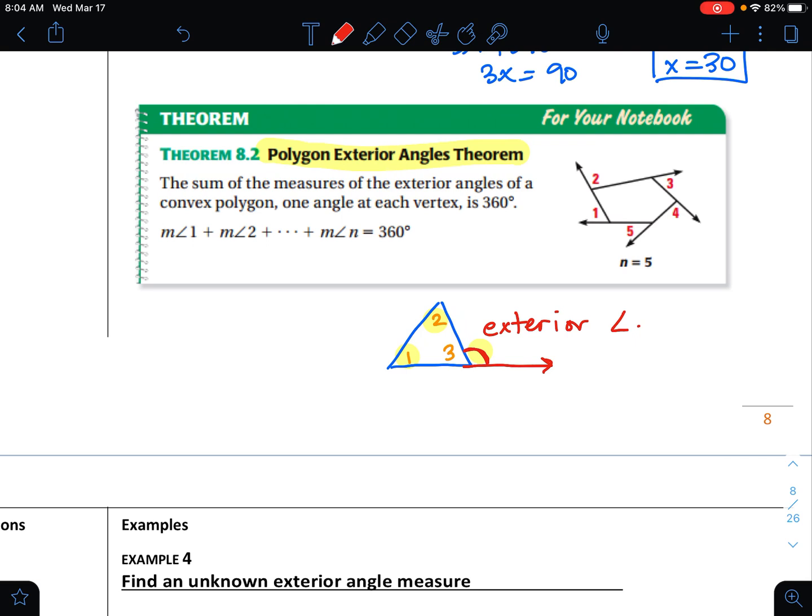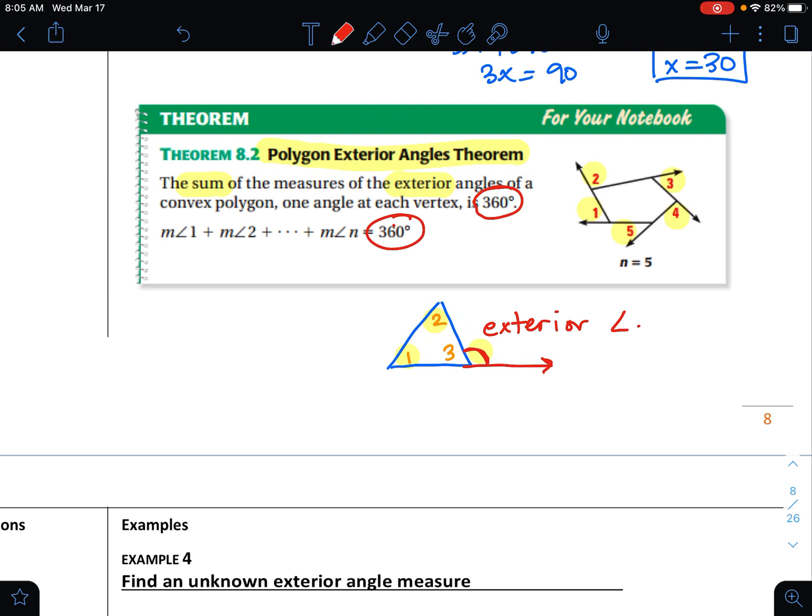Now we're going to talk about polygons, so any number of sides. Okay, so we've got several exterior angles here. So for every interior angle, there is an exterior angle. So the polygon exterior angles theorem says that the sum of the measures of each exterior angle of a convex polygon is 360.